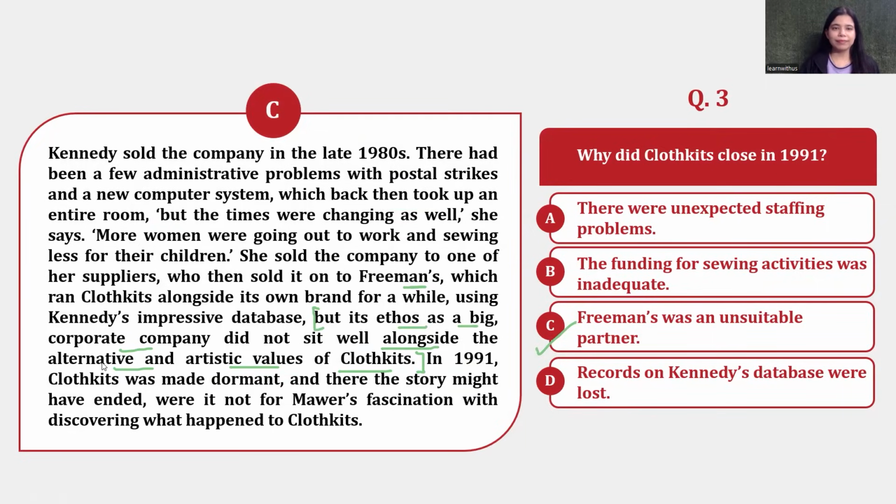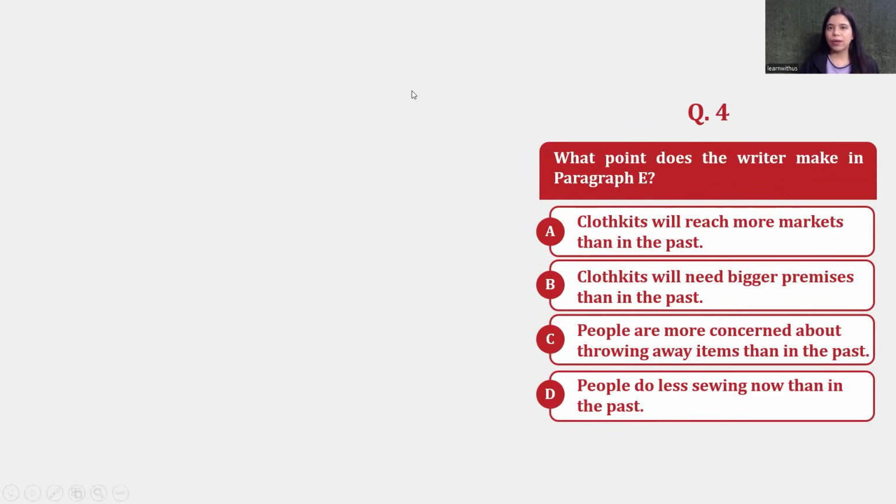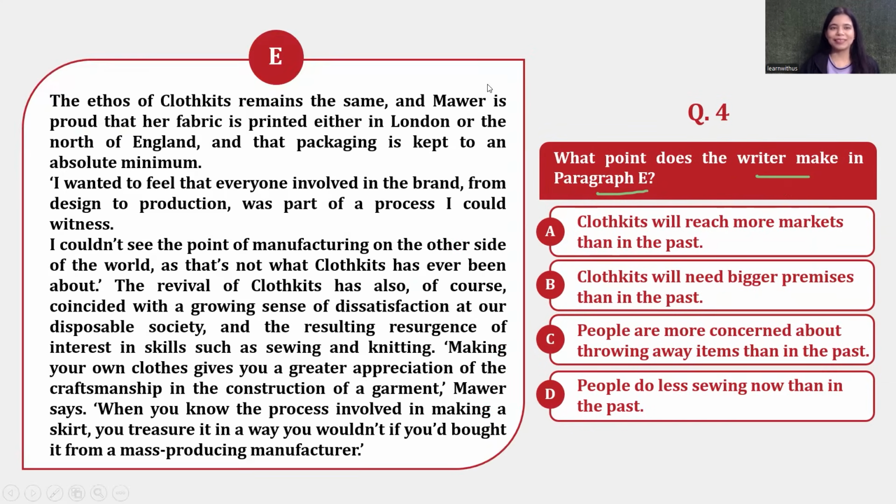Moving on now to the last question, and it says, what point does the writer make in paragraph E? Let's check the paragraph first and then we'll come back to the options. So it says the ethos of cloth kits remains the same, and Moyer is proud that her fabric is printed either in London or the north of England, and that packaging is kept to an absolute minimum. I wanted to feel that everyone involved in the brand, from design to production, was part of a process I could witness. I couldn't see the point of manufacturing on the other side of the world, as that's not what cloth kits has ever been about.